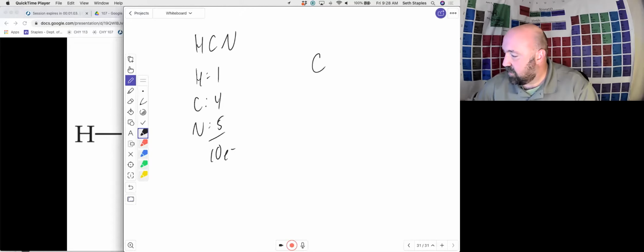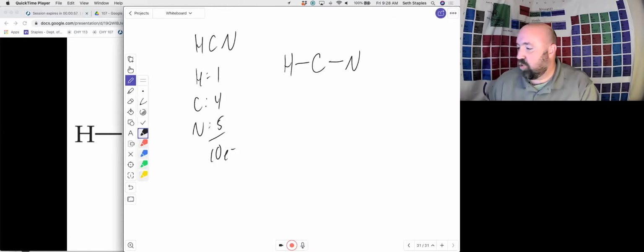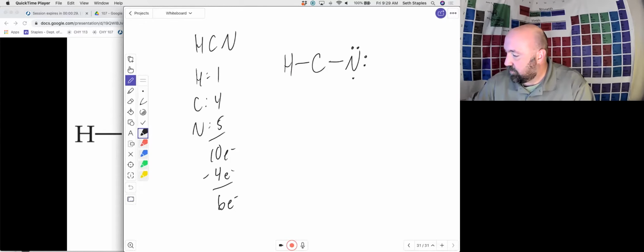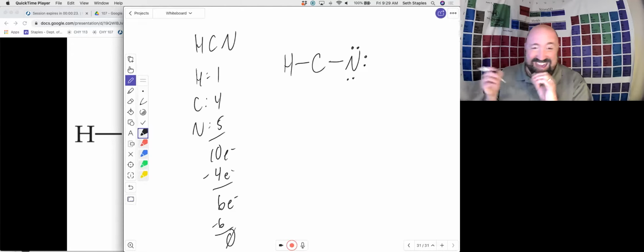So I'm going to put my carbon central, I'm going to put hydrogen, and I'm going to put a nitrogen. Then I'm going to start by joining those with single bonds. And so now I've used 4 electrons. I have 6 electrons left. And so I'm going to place those as lone pairs to fill the octets of my outer atoms. Hydrogen has an octet. Remember, hydrogen's octet is 2. So it has 2 from our bond right here. And so I'm going to place those 6 all around nitrogen. So now I've used all my electrons. I cannot add in any more.